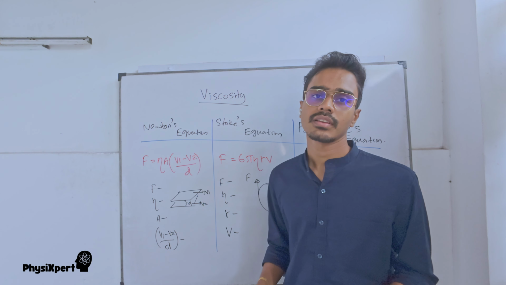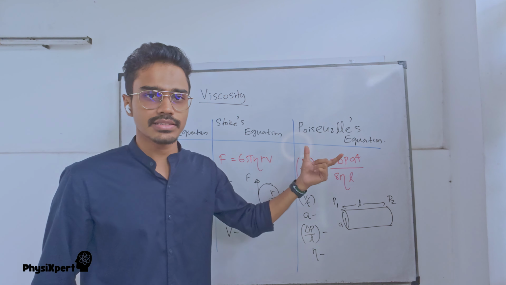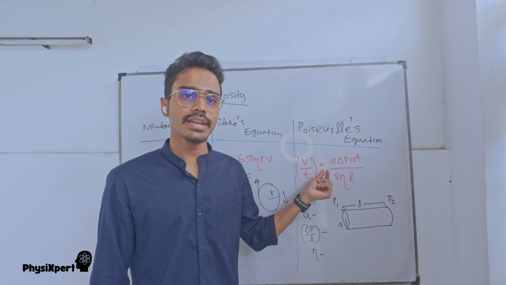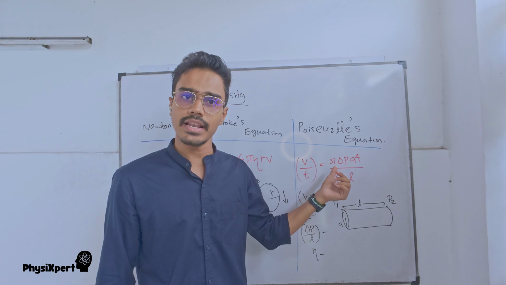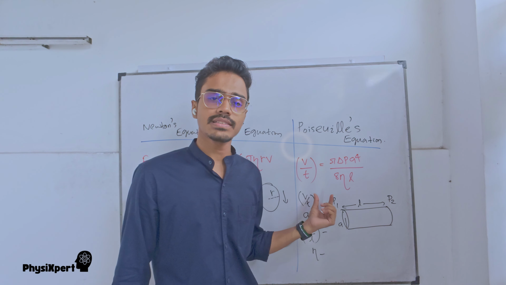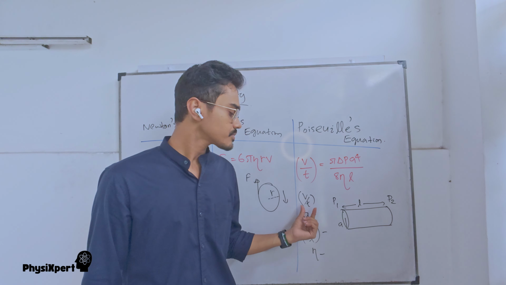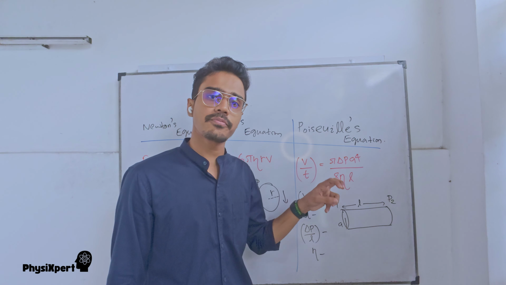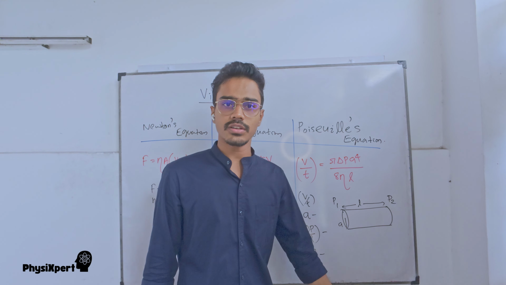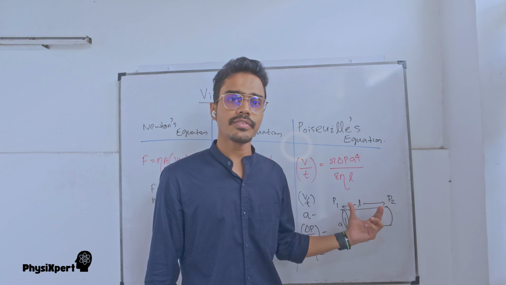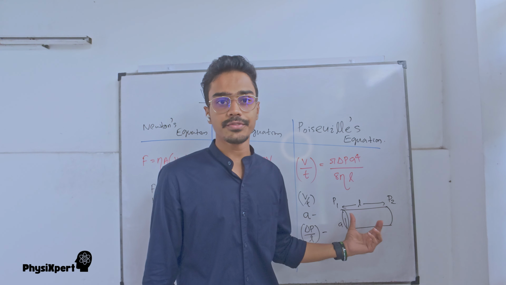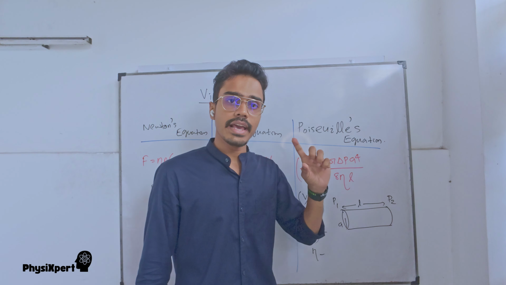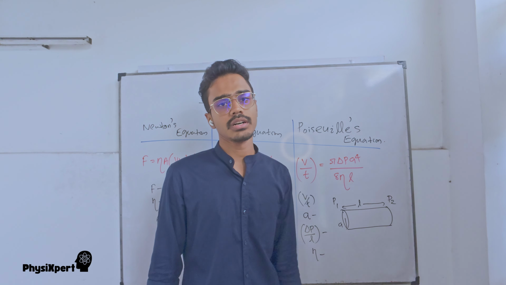and the surrounding liquid should be at rest. And when it comes to Poiseuille's equation, the last equation of viscosity, it is V over t equals pi delta P a to the power 4 over 8 eta L, where V over t is the rate of liquid flow, a is the radius of the tube, delta P over L is the gradient of pressure, and eta is the coefficient of viscosity. And the condition of validity of this equation is that the tube should be horizontal, and the area of the tube should be uniform throughout the tube.